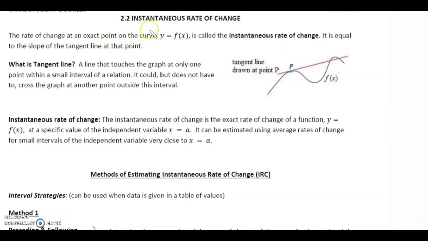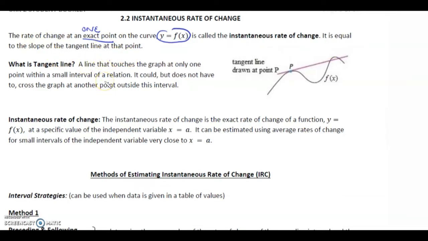Okay. 2.2, instantaneous rate of change. The rate of change at an exact point on a curve, y equals f of x, is called an instantaneous rate of change. This is key: exact point, one point. It's not two points, it's not average. It's equal to the slope of the tangent line at that point.